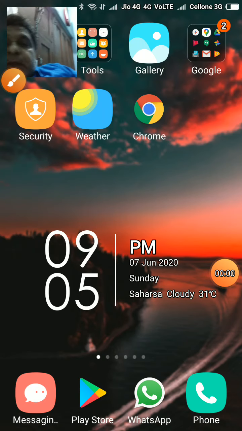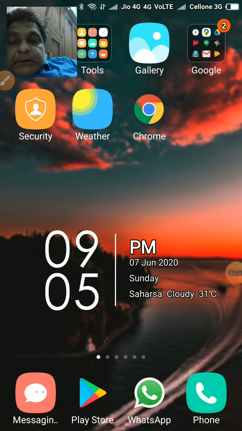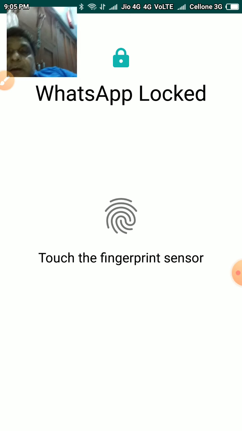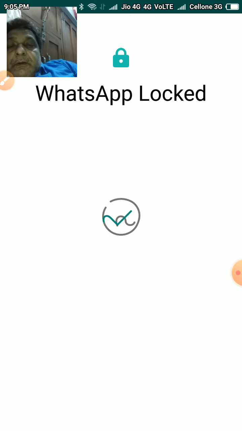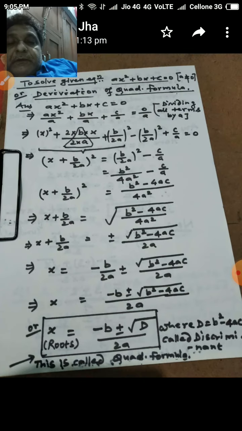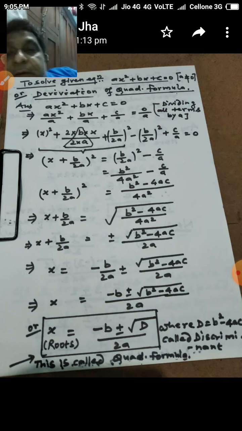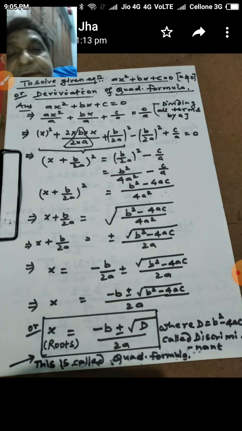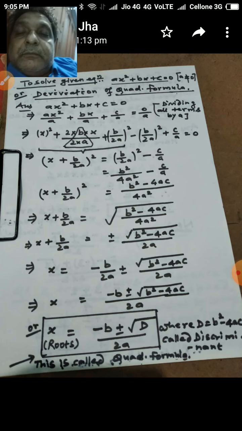Hello students. Today we will see the remaining things related to quadratic equation for class 10. So welcome in this session.